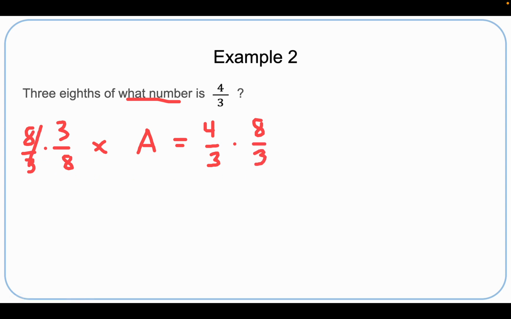And then these will cancel out. We're left with a equals, and now we need to multiply our fractions. There's no cancellation that we can do, so 4 times 8 is 32, and 3 times 3 is 9. So a equals 32/9. So if we plug that back into our original equation, 3/8 of 32/9 is 4/3.